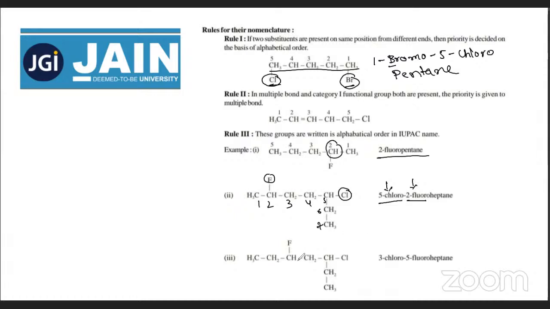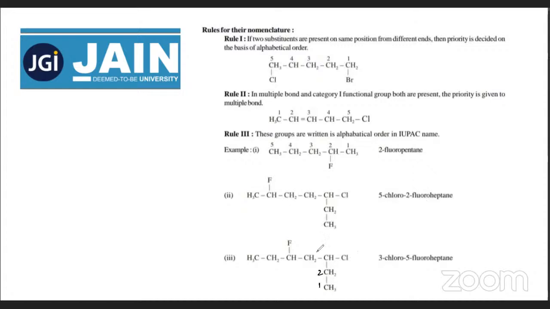For this also, if I'm trying to do the numbering, it will be in reverse fashion because the longest chain has to be taken. So the longest chain will come, and it will be 1, 2, 3, 4, 5, 6, 7. On the third carbon we have chloro, on the fifth we have fluoro. Because we have 7 carbons, it is heptane.